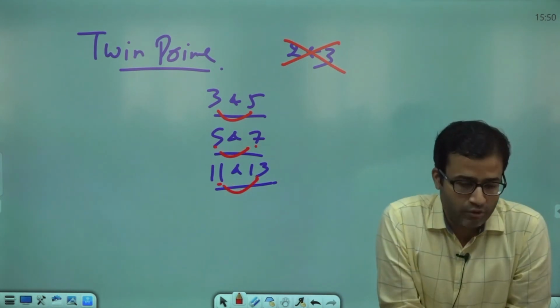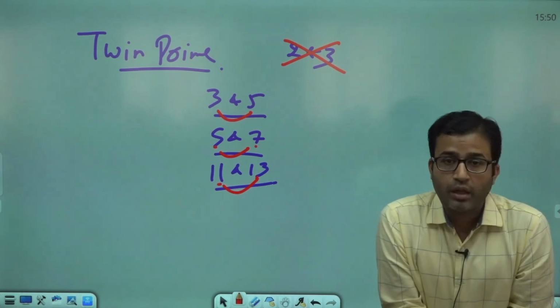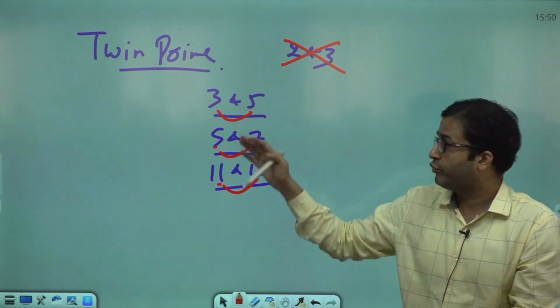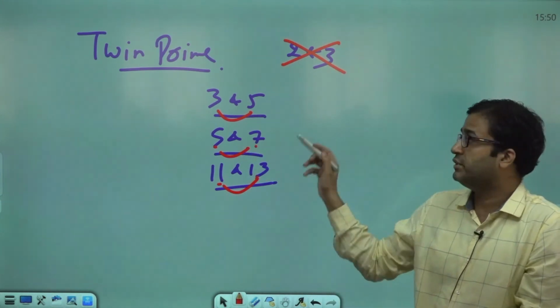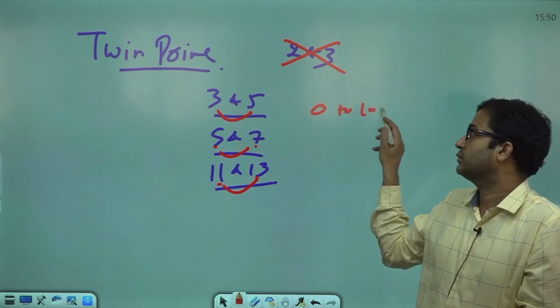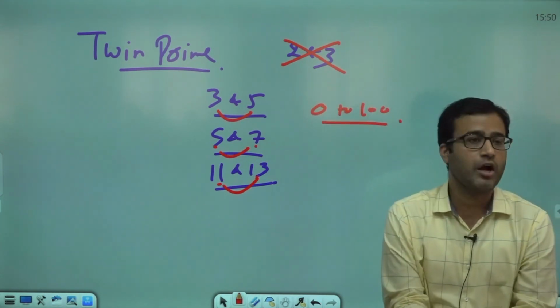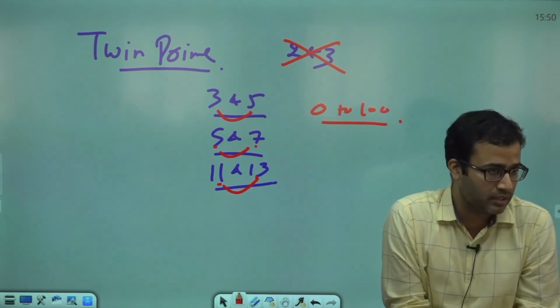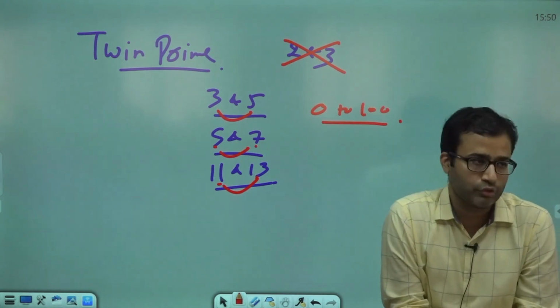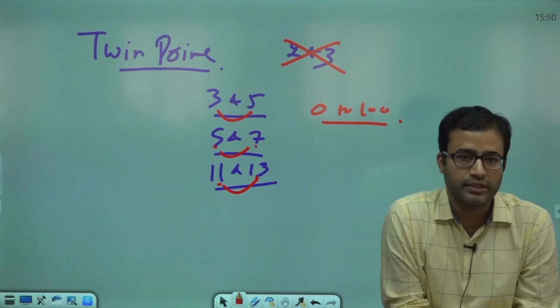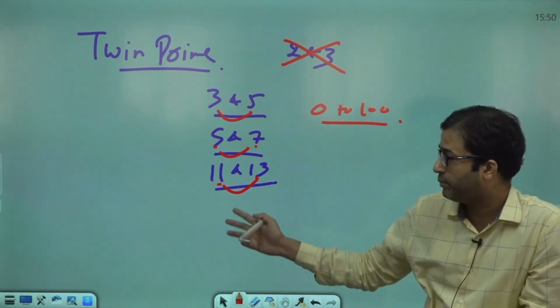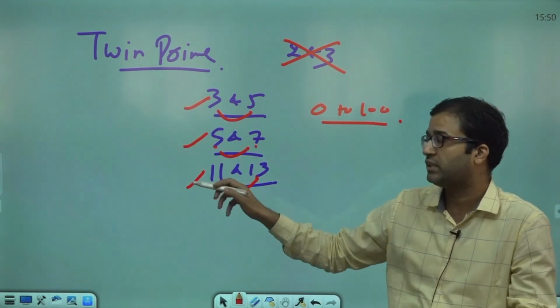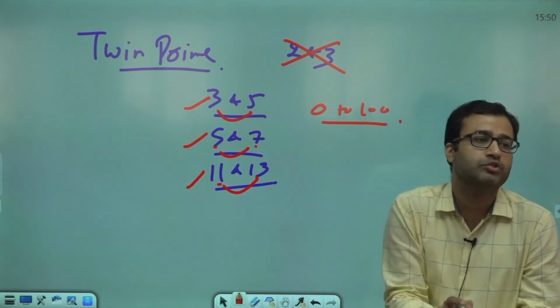For you, there is a homework. You have to check how many pair of twin prime are there between 0 to 100. 0 से 100 के बीच में कितने पेयर हैं? 3 तो मैंने ही बता दिया, 3, 5, 5, 7, 11, 13. The rest you have to check.